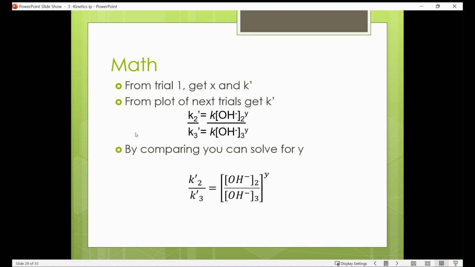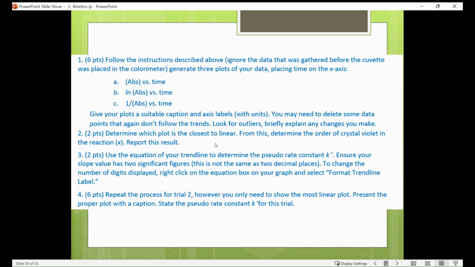You'll have this number from the slopes, and you'll have these values from your concentration in the reaction mixture, and then you can determine the order of y. After you do that, you can plug into experiment 2 or experiment 3, but not the first one, because remember, it was pseudo, and we're able to solve for the rate constant. All right, so that's the process.